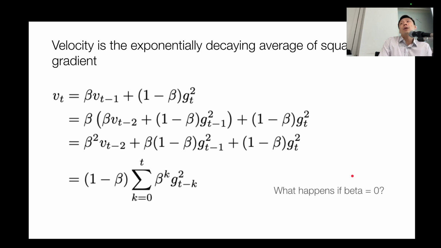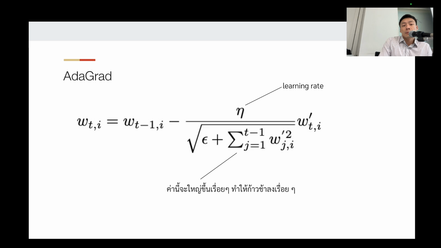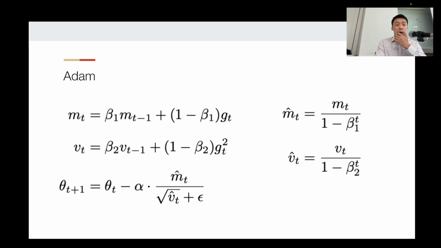Then it's the same algorithm as before. It becomes stochastic gradient as well. Eta grad, I'll skip Adagrad actually. All right. Here's what we actually use.